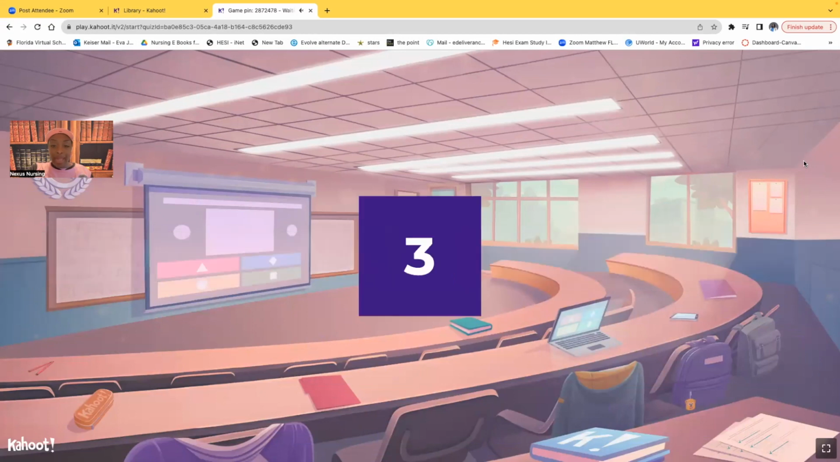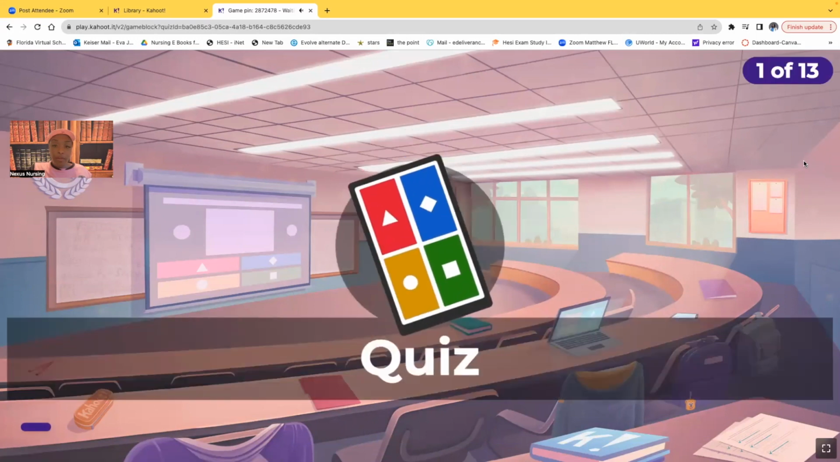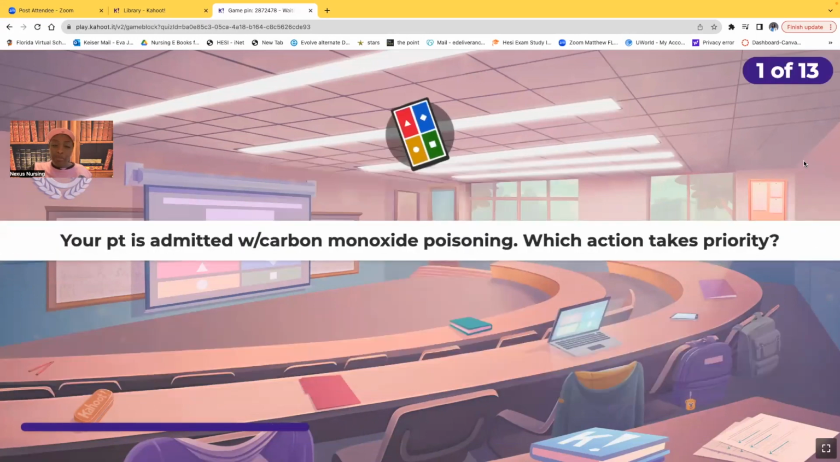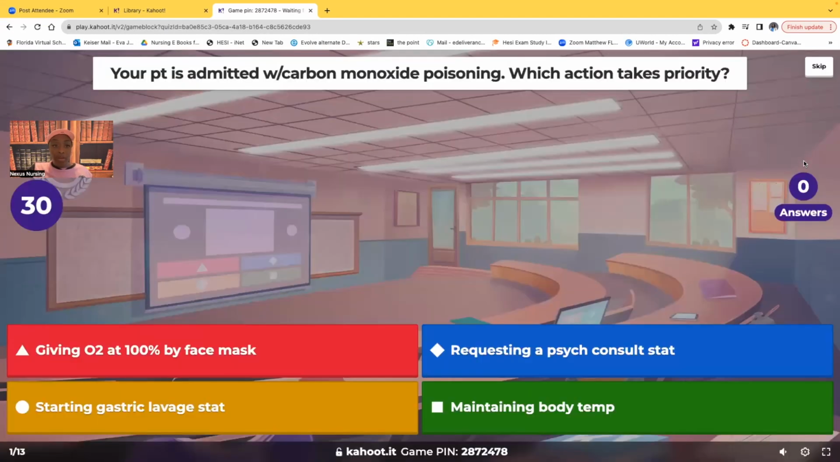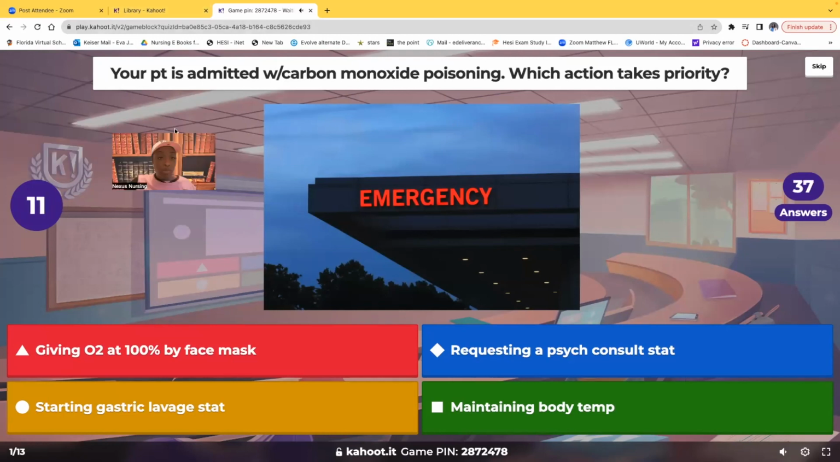Emergency and mass casualty nursing. First question. Your patient's admitted with carbon monoxide poisoning. Which action takes priority? Is it going to be to give oxygen at 100% by face mask? Are you going to request a psych consult stat? Are you going to start a gastric lavage stat? Or are you going to maintain the patient's body temperature? Which is going to be your priority nursing action in the patient who's been admitted with carbon monoxide poisoning?